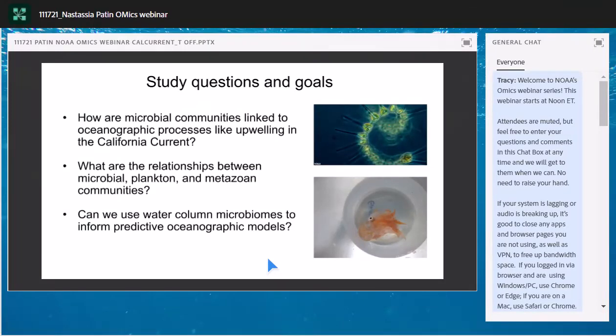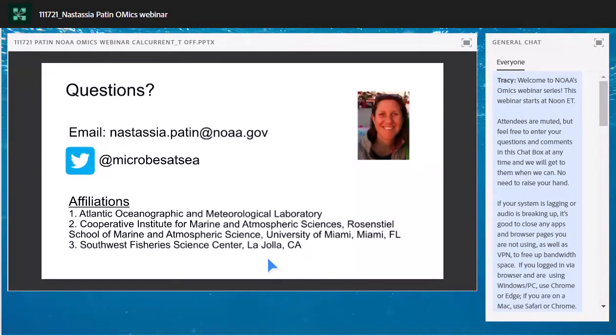So just to bring you back to our original study questions and goals, we are hoping to link these microbial communities not only to oceanographic processes like upwelling, but also to higher trophic levels, including plankton and metazoan communities, and use these data to ultimately inform predictive oceanographic models related to climate, related to fisheries. Microbes, as a microbial ecologist, I strongly believe they are the linchpin of these ecosystems, and if we learn what they are doing and when and why, that is really the key to understanding all the rest of the marine ecosystem.